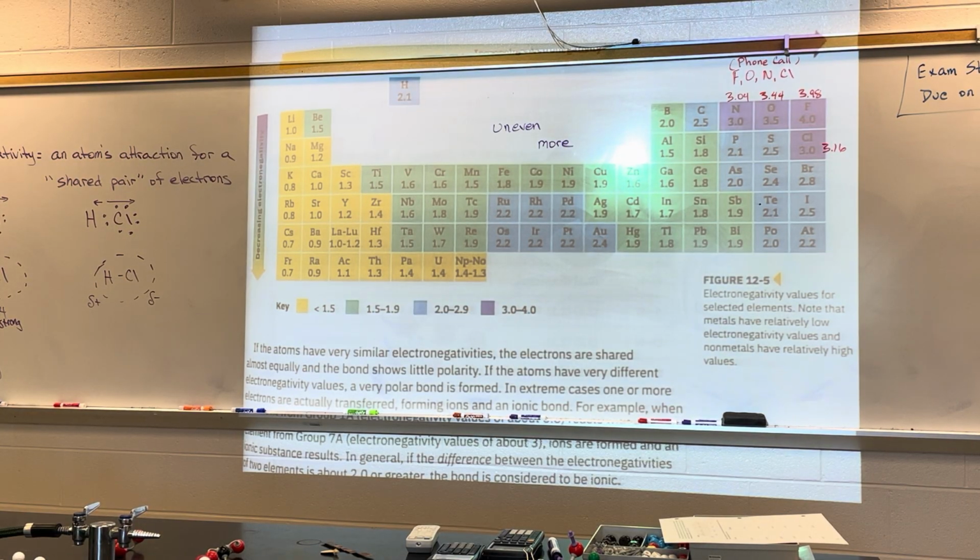If those elements are involved in a bond, they're probably not going to have an even sharing. They failed kindergarten. They did not learn how to share well. Okay? They have a strong attraction for the shared pair of electrons.